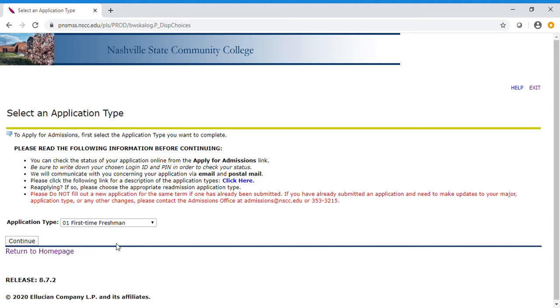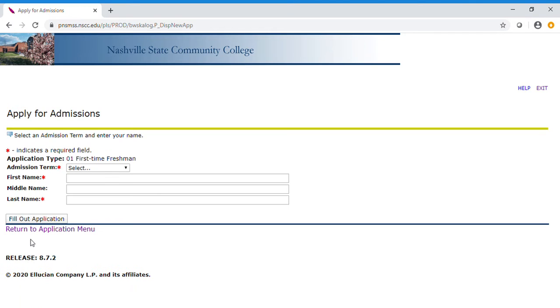Okay, so if everything worked out, this will be the next page. This is where you will select your application type. The grand majority of applicants are going to be first-time freshmen, so we're going to go ahead and click on that. Just continue. If you're applying for this fall, you're going to want to select fall term 2020.